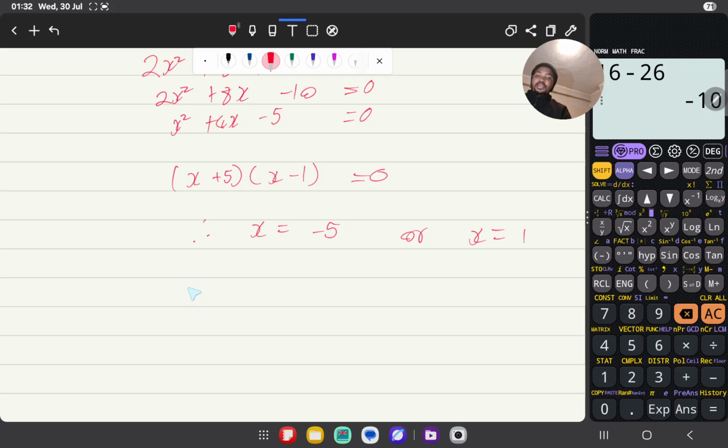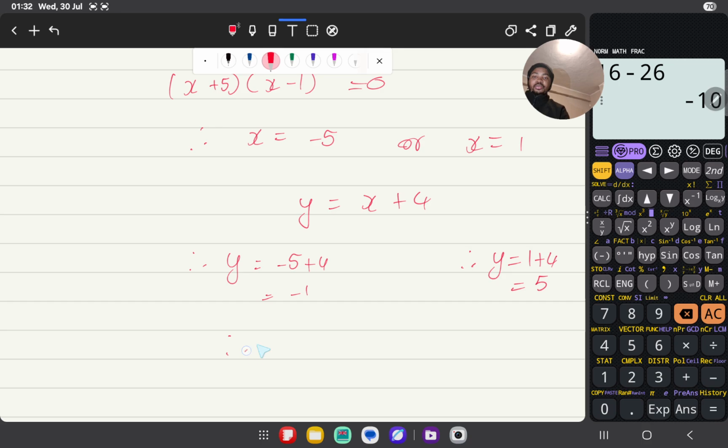And then remember you have y equals x plus 4, so you will therefore say y equals minus 5 plus 4, which is minus 1, and then here y equals 1 plus 4, which is 5. Therefore you have your points, which are minus 5 and minus 1, and 1 and 5.